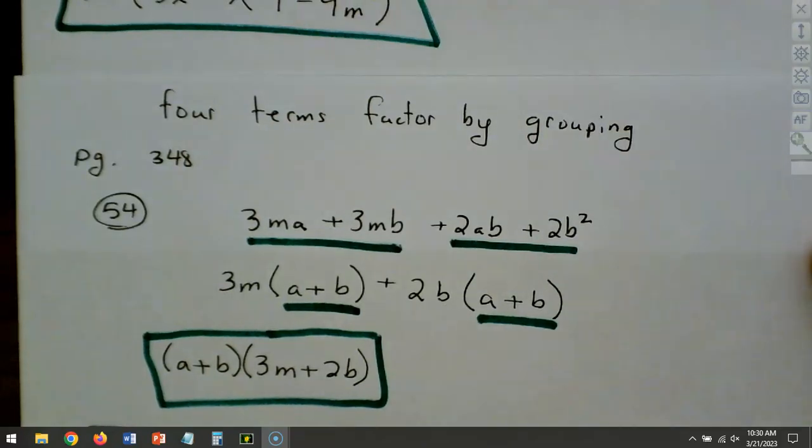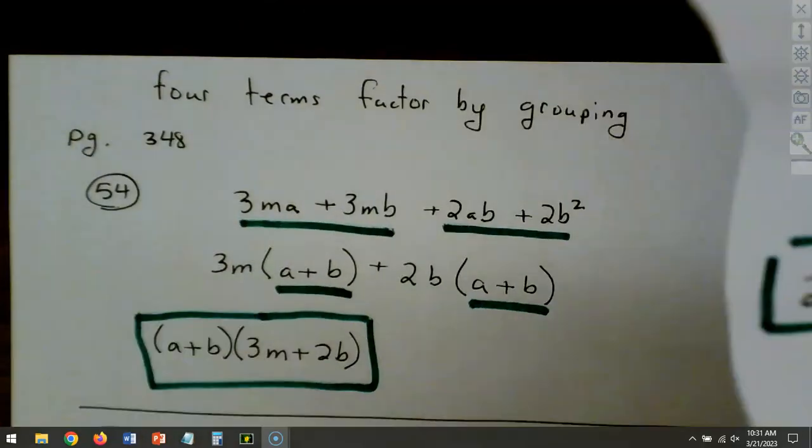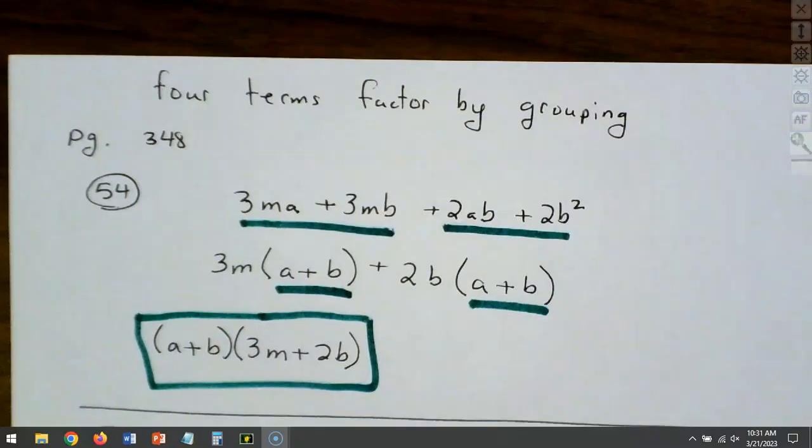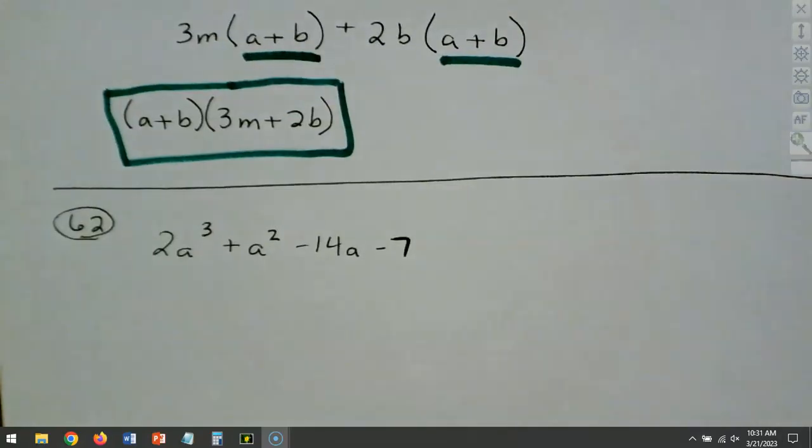So we have a 2a cubed plus a squared minus 14a minus 7. So move this up so we can see what we have here. And again, this has 4 terms, so we're going to factor by grouping.